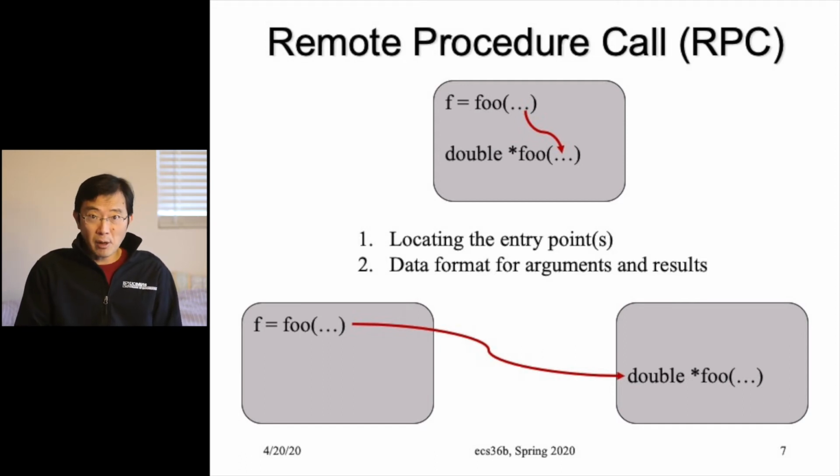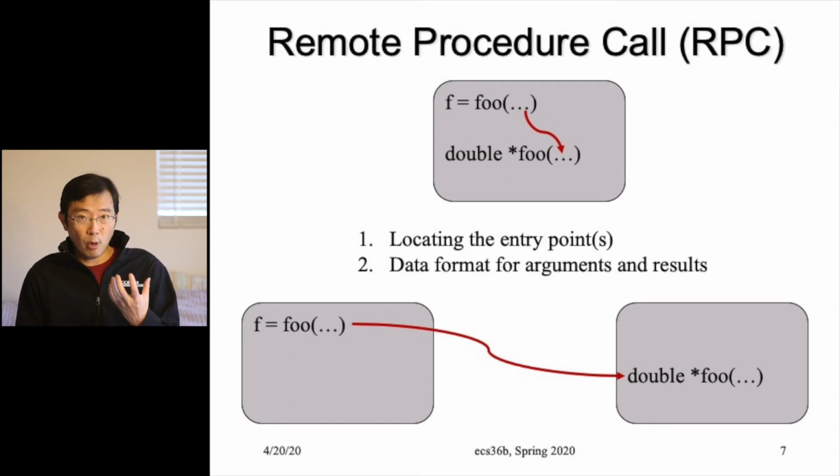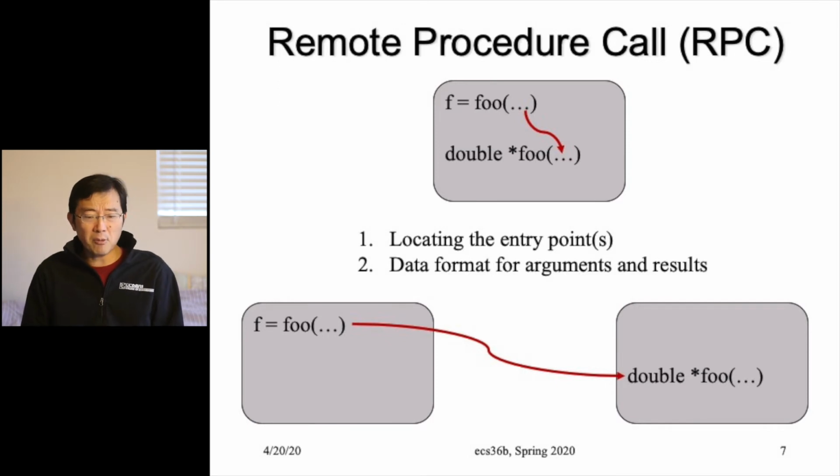All right, so this is a regular procedure call. You're calling a function locally on your machine, and most likely it is in the same program, or what we call the same process, as the other function. So this is called the regular function call.